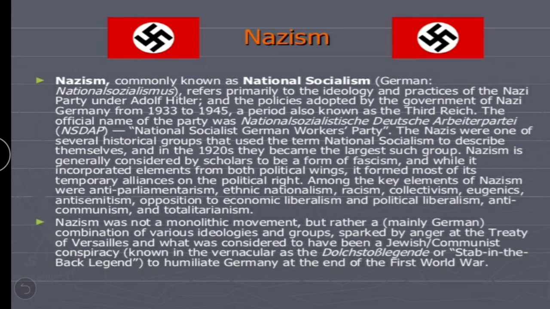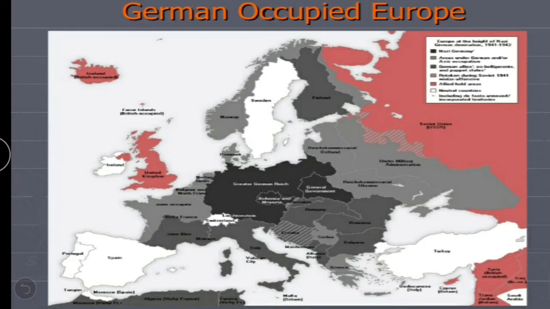So, children, Nazism refers to the practices of the Nazi Party under Adolf Hitler and the policies adopted by the government of Nazi Germany. It was a government and it followed various modes to differentiate between the Jews and the Aryans. This is the map of German occupied Europe, which is also given in the book. You can go through it and study it.